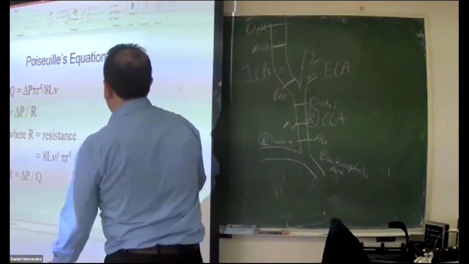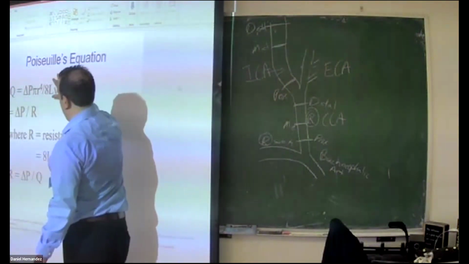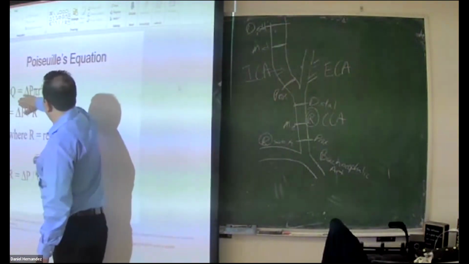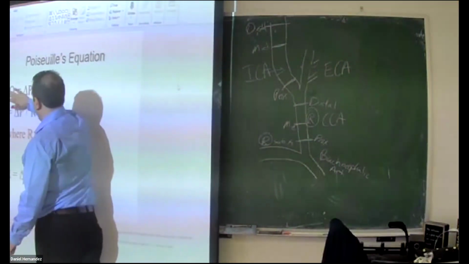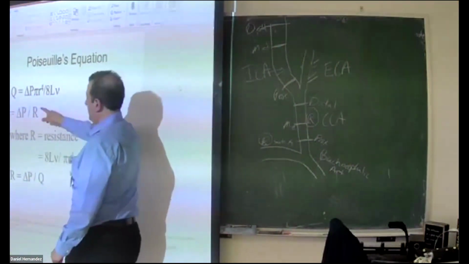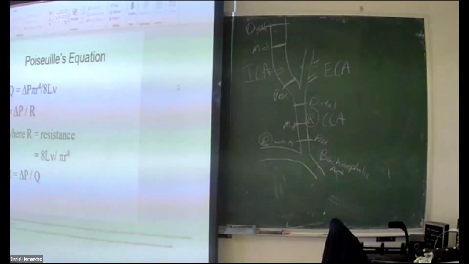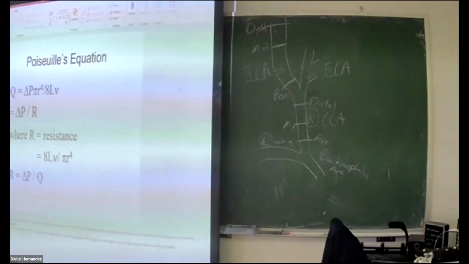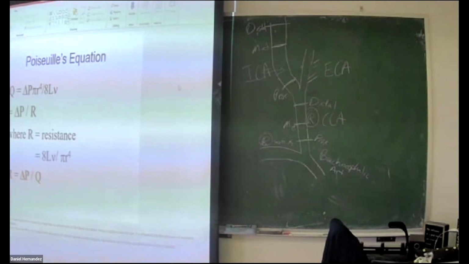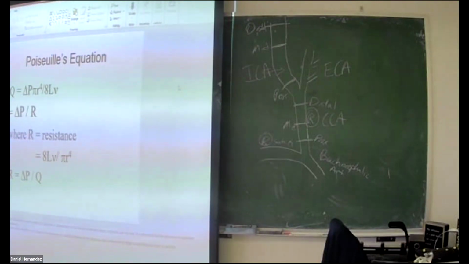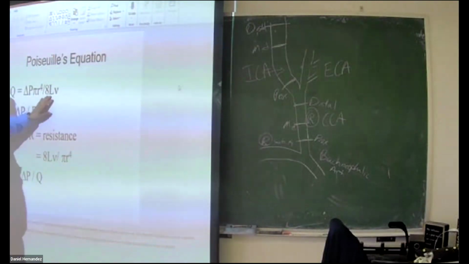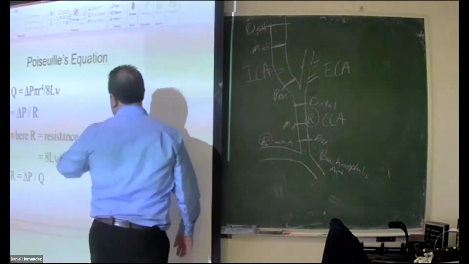Then we talked about Poiseuille's equation. So this had to do with flow volume. This is really the equation that you guys need to learn and memorize, for me and for your vascular board exams. Q represents flow volume. Delta P is your pressure gradient. Pi is just a constant, and then R is the radius of that vessel. And then all that is divided by 8, and then the vessel length and viscosity.